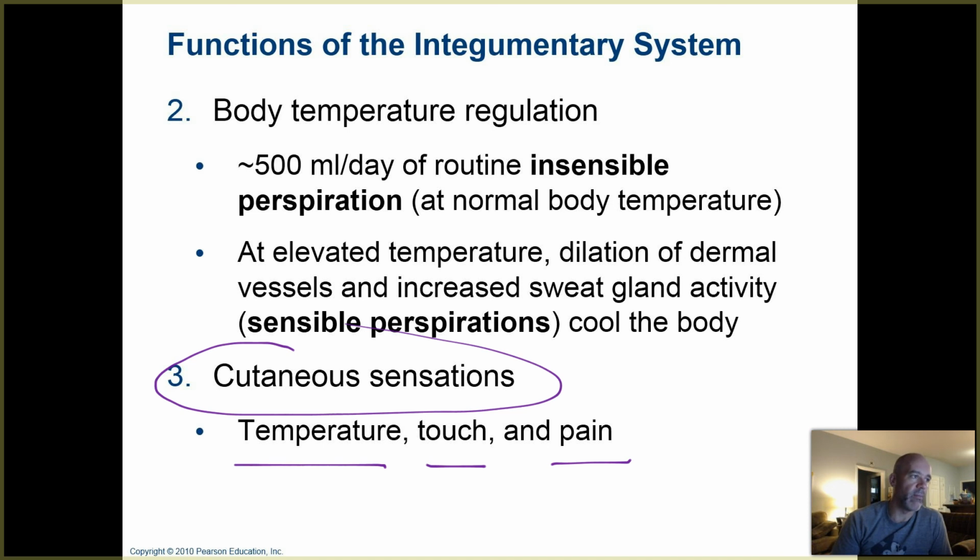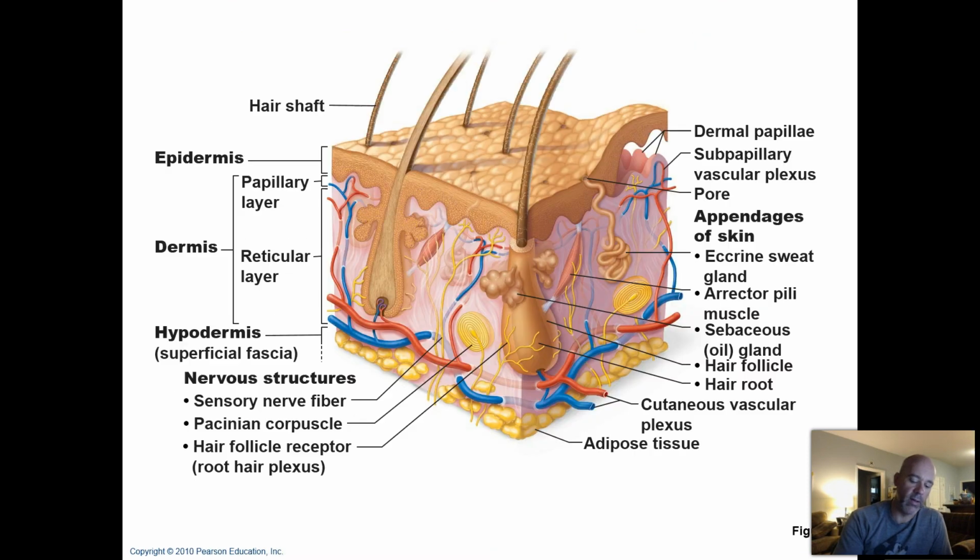You have different versions of those nerve endings that have different jobs, sensing those types of things. And those are absolutely vital for your survival. Imagine if you couldn't sense temperature and you wouldn't realize maybe that you were touching flames, and you would severely injure yourself. It would be very difficult to survive if you did not have cutaneous sensations.